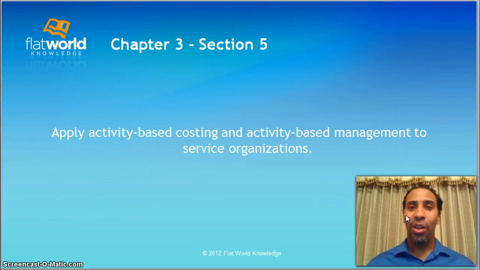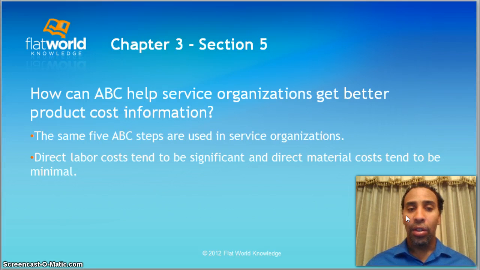So as I always tell you, we'll go over a lot of manufacturing, then we'll go into service a little bit in these chapters. So how can activity-based costing help service organizations get better product cost information? The same five activity-based costing steps are used in service organizations. So direct labor costs tend to be significant, right? That means the money that you're paying the people that work for you. And direct material costs tend to be minimal.